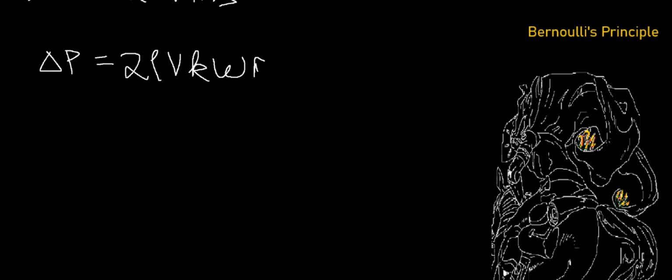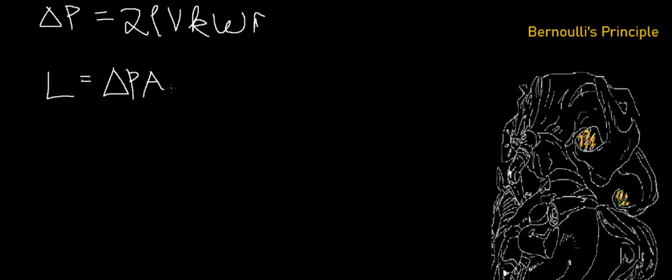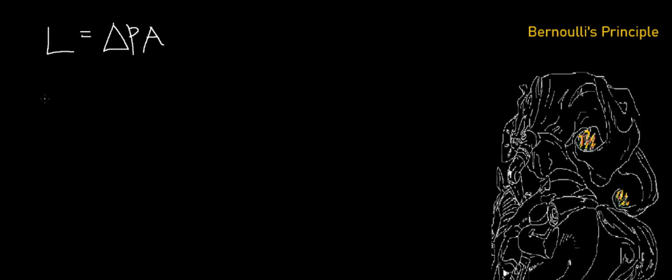So pressure times area gives us a force, and lift is a force. So our lift force can be written as lift equals the change in pressure times the area over which it's acting. So this would be the area of the cloak. And our really big final equation will be what your lift force actually equals.